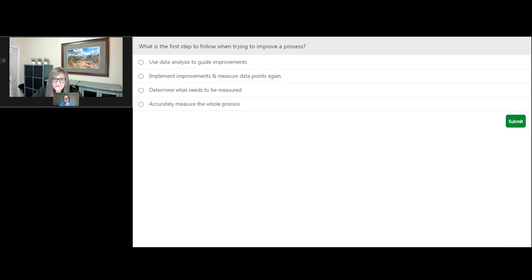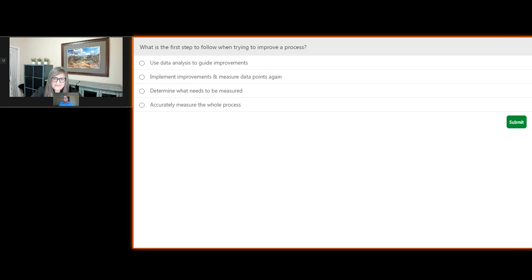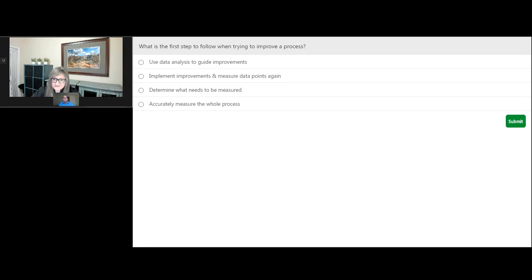So with that, we will move into our next engagement question, which is, what is the first step to follow when trying to improve a process? So we have 4 options here: using data analysis to guide improvements, implementing improvements and measuring data points again, determining what needs to be measured, and then accurately measuring the whole process.